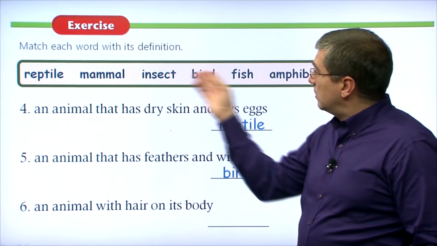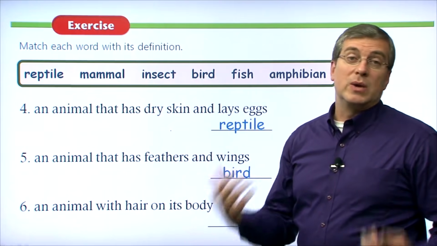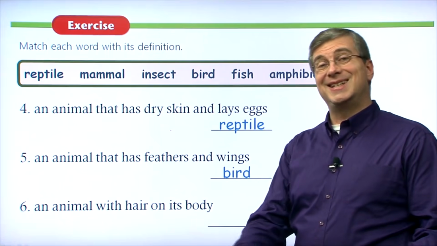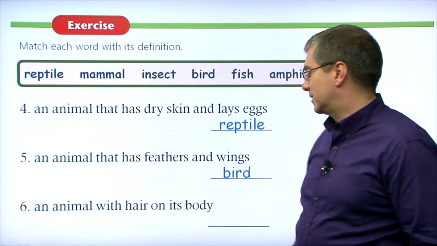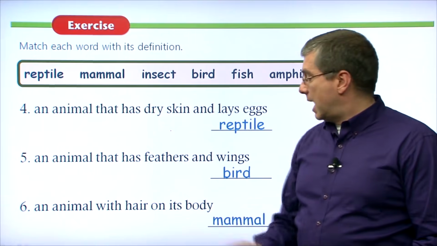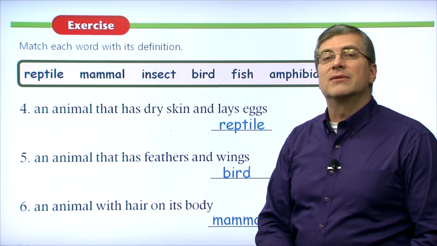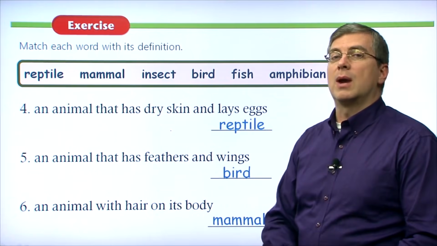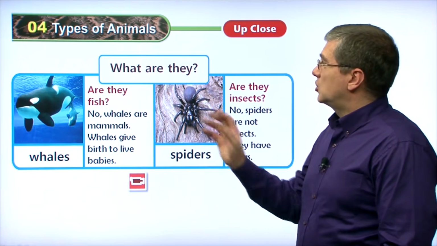Okay, finally, we have number 6, an animal with hair on its body. So which of these animals have hair on their bodies? Of course, mammals. We are mammals. Bears are mammals. Dogs are mammals. Kittens are mammals. They all have hair on their bodies, so they are mammals. And the other, do you remember the other point about a mammal? A mammal gives birth to live young. The young can start moving around right away. Okay. We have a good chart here.